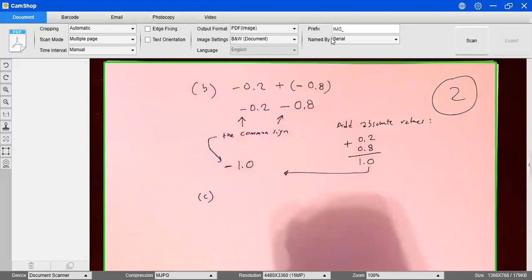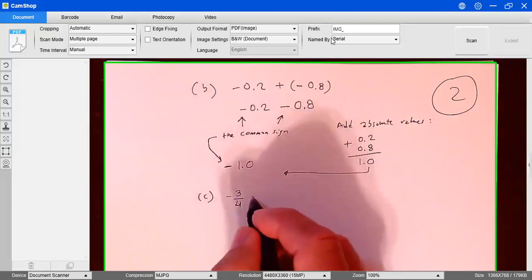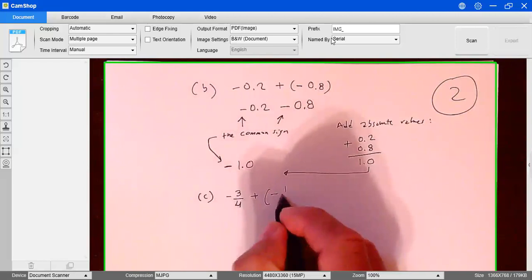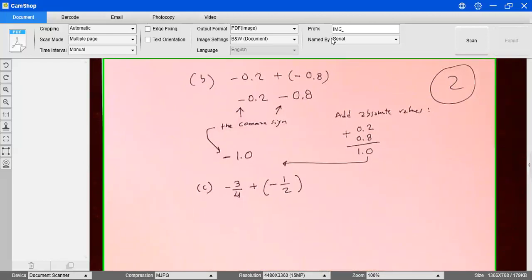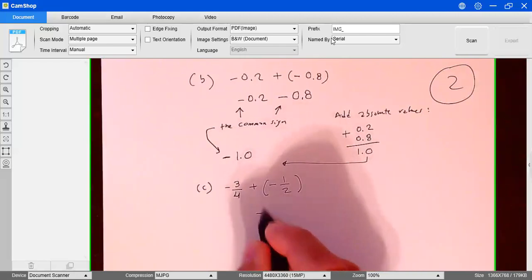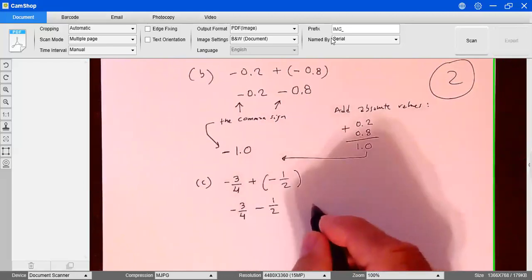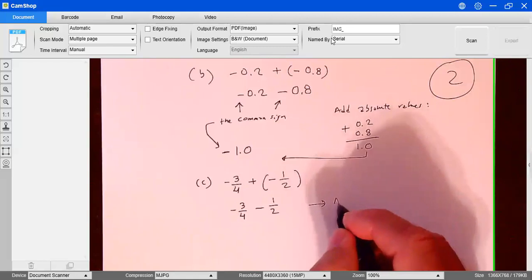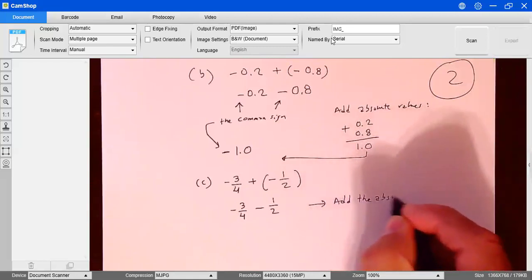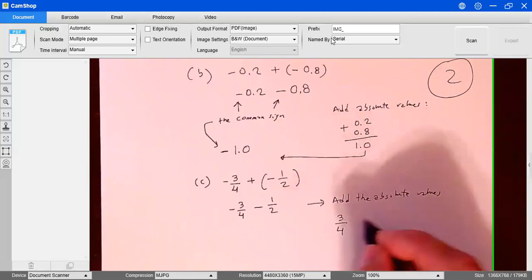Now part C is negative 3/4 plus negative 1/2. Again, we're going to remove the parentheses by applying the rule of signs. Positive times negative is going to be negative, and you have here negative 3/4. Now you're going to work with the absolute values. The absolute values are just 3/4 and 1/2. So those are the absolute values.